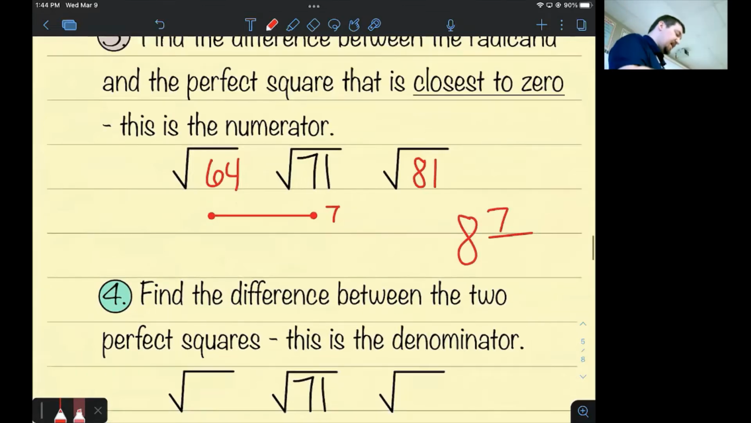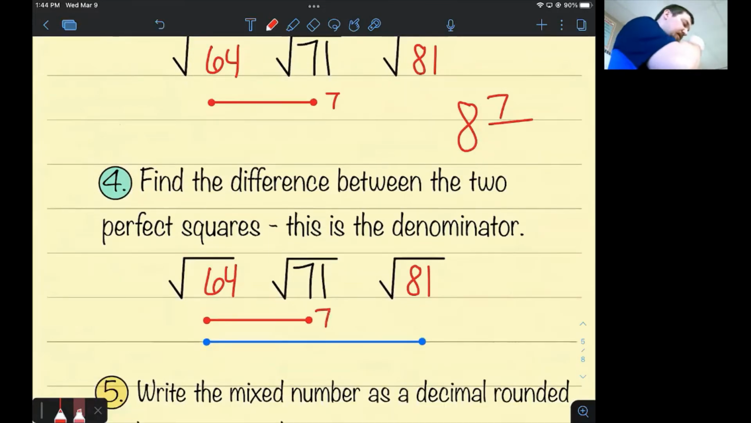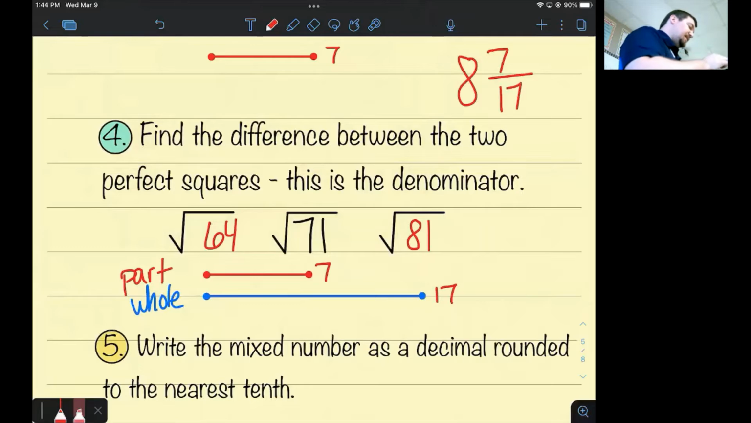To find what that something is, sorry, this is really repetitive. So 8 and 7 over, and then what's the difference between 64 and 81? Because what you're finding is part of the distance over the whole distance, and that's exactly what a fraction is. What's the difference between 81 and 64? You can use your calculator, Maddox. 17. All right, so it's 8 and 7/17, but it said to the nearest tenth.